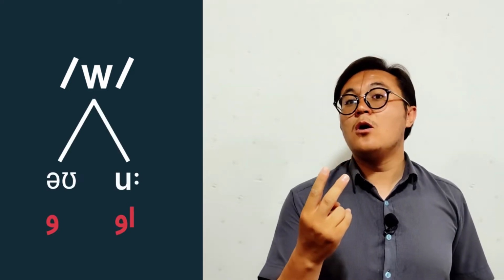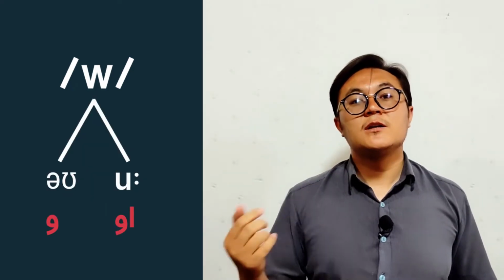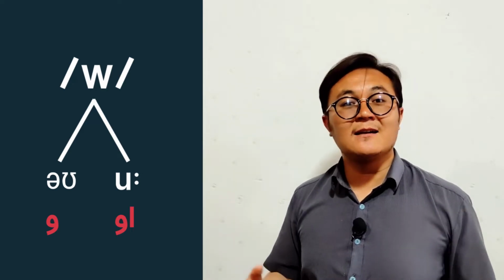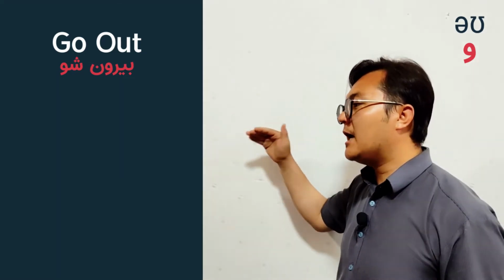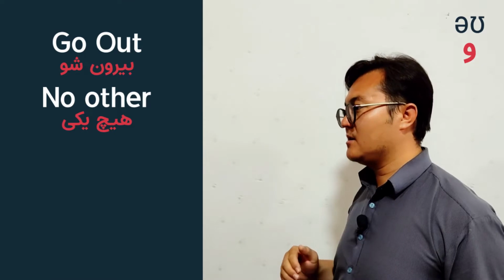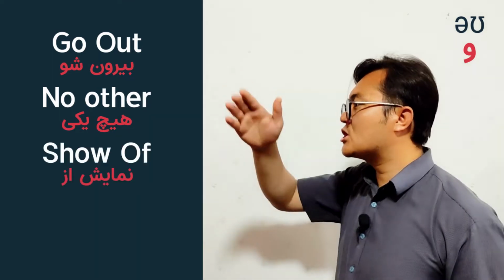Now let's consider some other words and examples with the W sound. If the words begin with the two sounds, u, so you have to be cautious that you can exactly add a W sound in order to connect the two words together. Let's understand some examples to better understand. Go out. Go out. No other. No other. Show off. Show off.